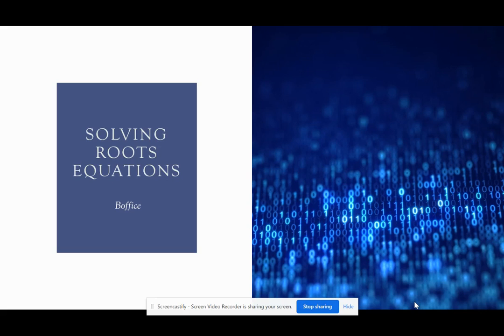All right, happy Friday. Today we are going to talk about solving root equations. We've been doing roots for a while, either perfect squares or perfect cubes, and then we also estimated them. Make sure you have your calculator with you because, as always, your calculator will be your best friend this year, so please allow it to be your best friend.